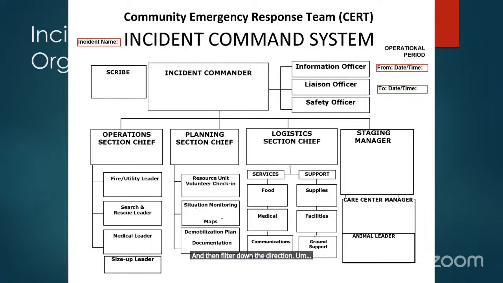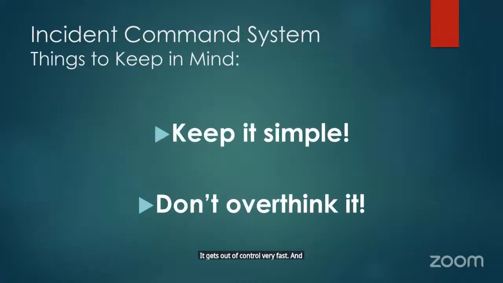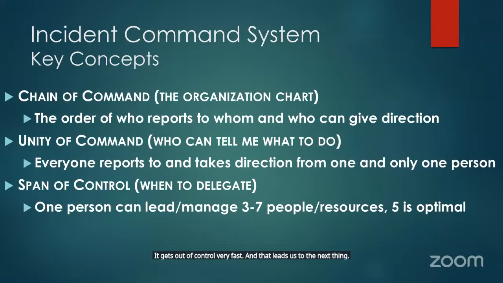Just because if the incident commander is telling all the resources and individual people what to do, it gets out of control very fast. And that leads us to the next thing, which is span of control, or more easily defined as when to delegate. One person can lead and manage 3 to 7 people or resources before things start to break down. If you have 8, 9, 10, 20 people reporting to you, it is very difficult to keep track of all of that and manage that.